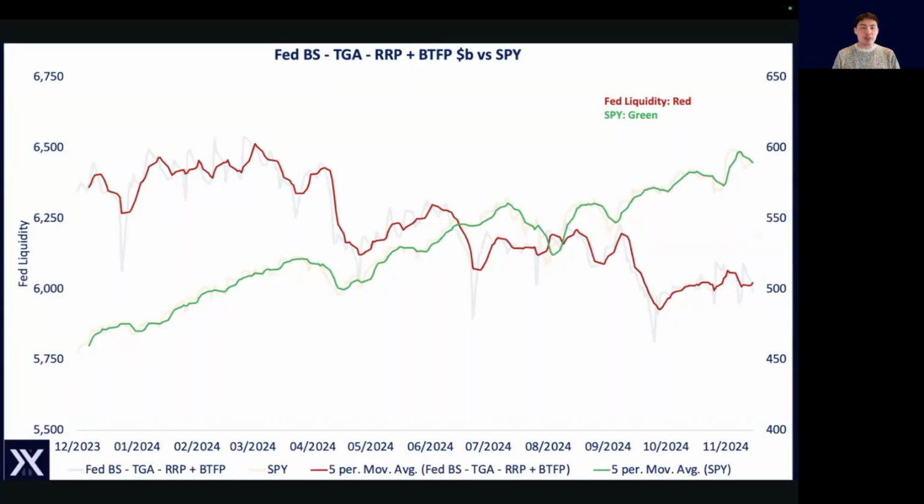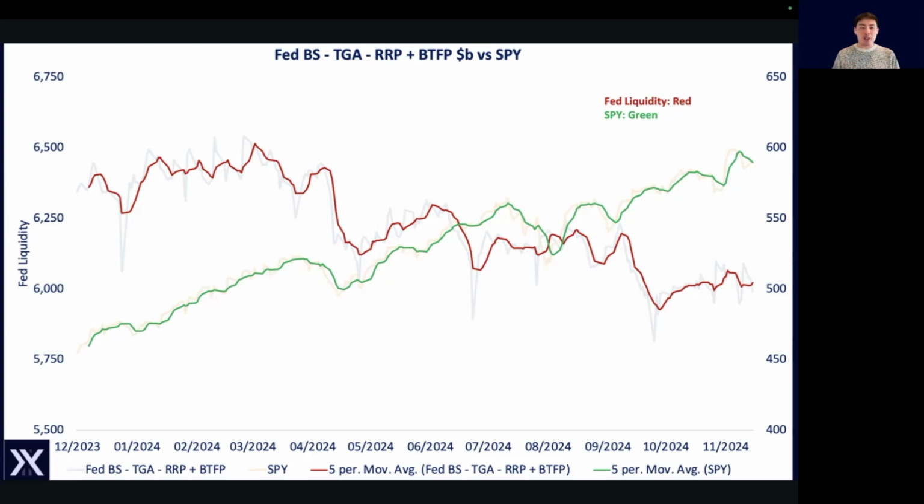So if we start with the Fed liquidity versus SPY, our definition of Fed liquidity consists of the Fed's balance sheet less the Treasury general account, which is the US Treasury bank account with the Fed, less the reverse repo program, which is money markets essentially lending money to the Fed to collect overnight interest rates, plus the bank term funding program, which was set up to rescue the defaulting regional banks last year. But that portion now has come down quite significantly in the past year.